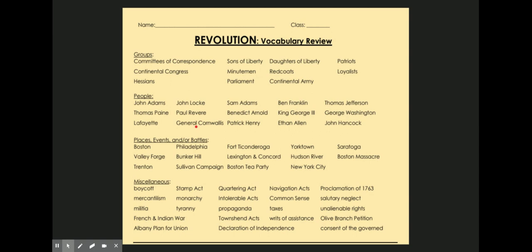Cornwallis was the British general during the war who surrendered. Lafayette was a Frenchman. If you don't know Hamilton, he was from France and helped us out during the war. Benedict Arnold was a traitor, but you don't have to have all of these done. Get a few done if you can. Same with the places, same with the miscellaneous here. You should be able to get most of them, but not all of them. That's okay. The unit's not over yet.